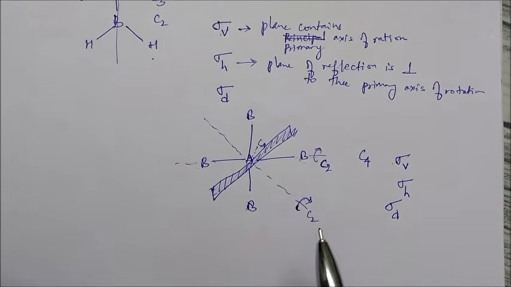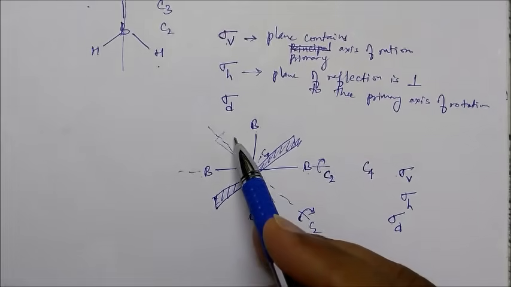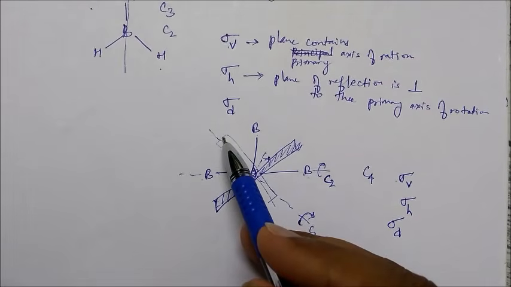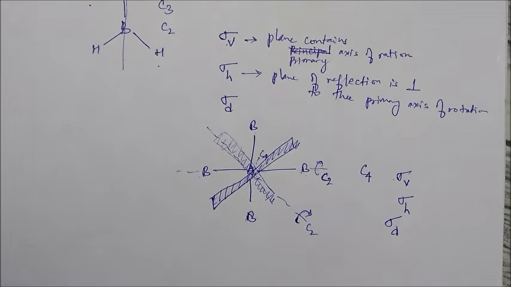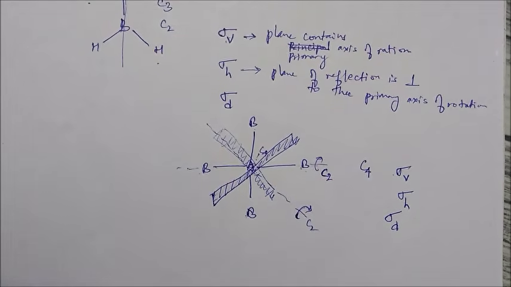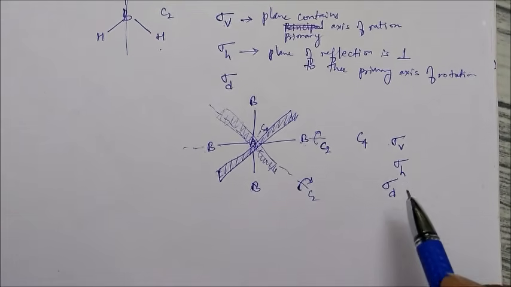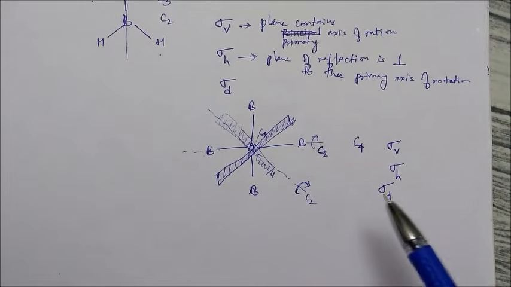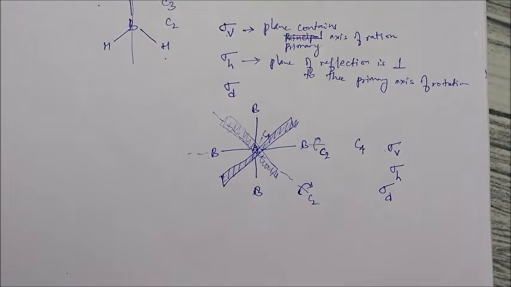And one more dihedral plane will be there like this. So this will be the dihedral plane. We will come to more examples, and then it will be clearer to you. Bear with me, I will tell you in an easier way about this sigma d. So like this, these are the three planes of symmetry.